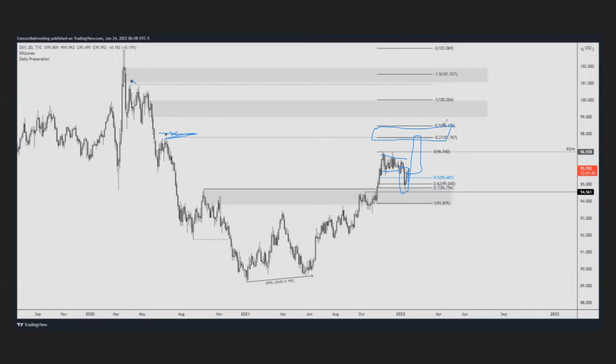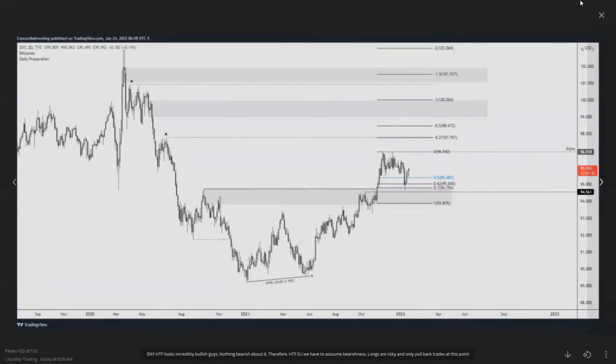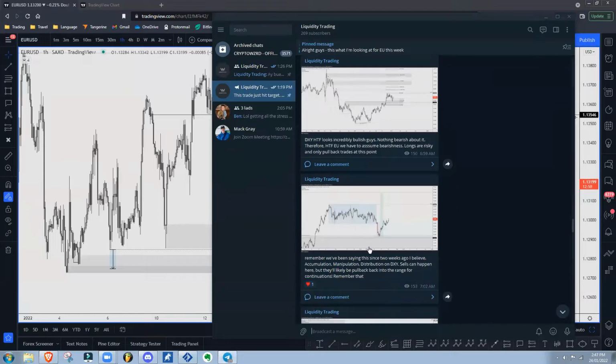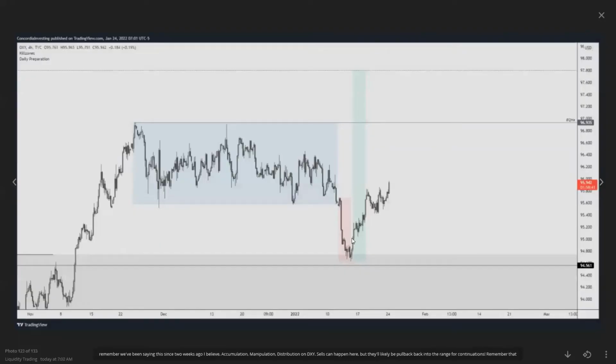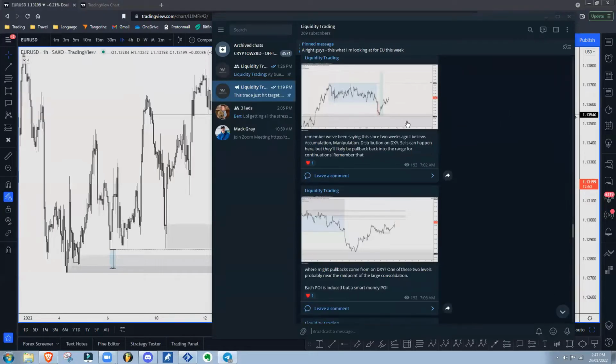You can see that we have some Fibonacci confluence there too with the Fibo there, and right here, this is where I drew it out, right? Consolidation, manipulation, distribution, coming right up to that 97,800s. That's what I'm anticipating on dollar index.